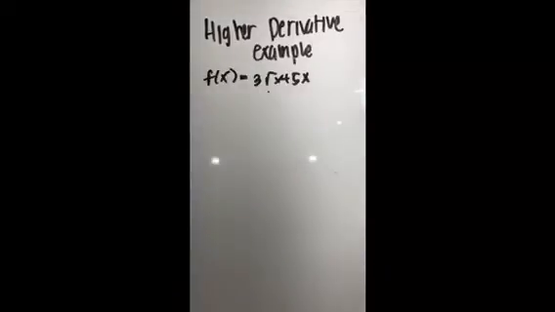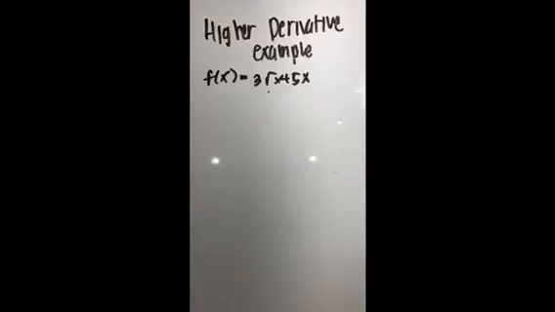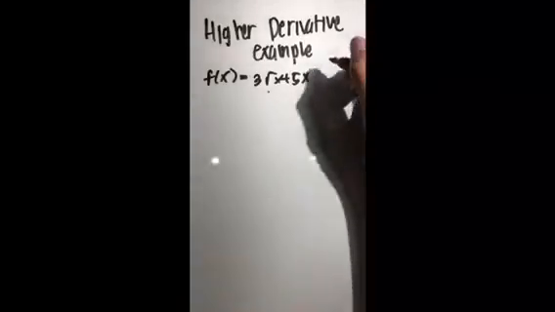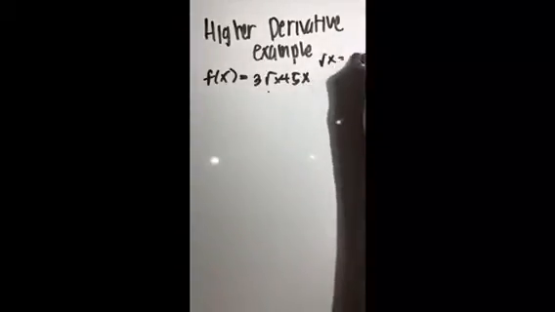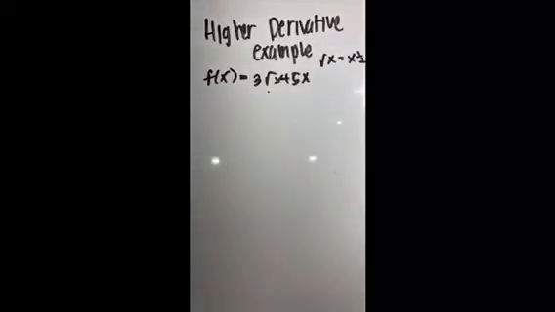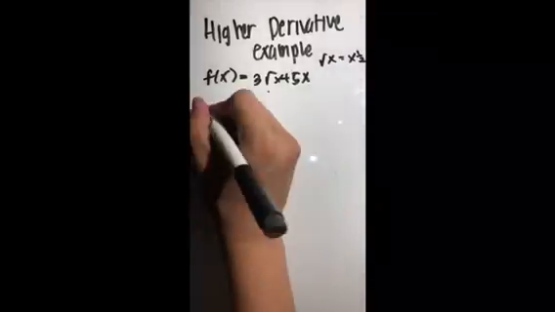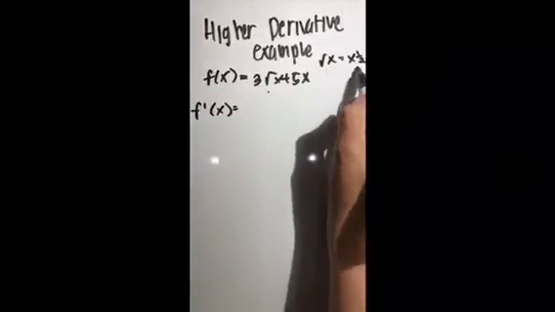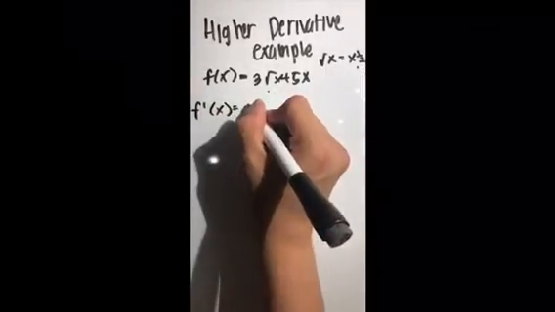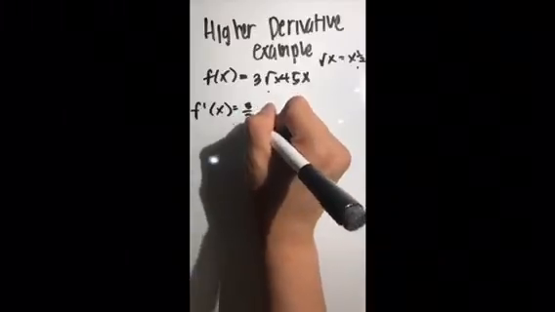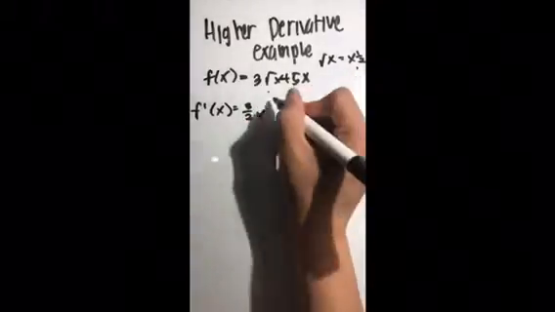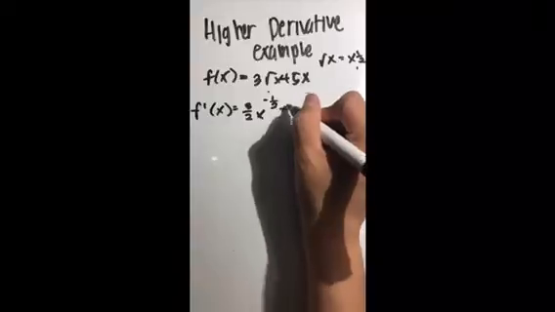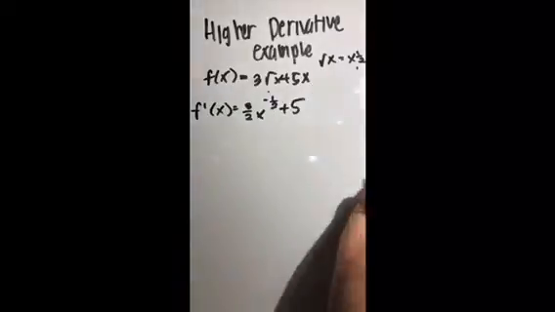So here for higher derivatives, I have a little bit more complicated problem than the last one, and it's 3 square root x plus 5x. A good thing to remember is that square root x is also equal to x to the 1/2. It just makes things simpler in the long run. So when finding the first derivative, we multiply our 1/2 times 3, making it 3/2 x to the negative 1/2, plus the derivative of 5x, which is 5.